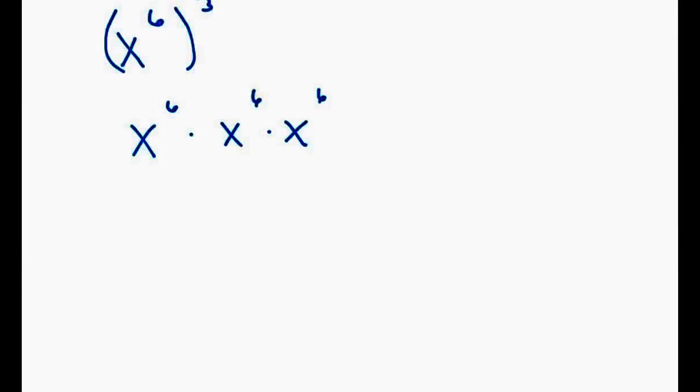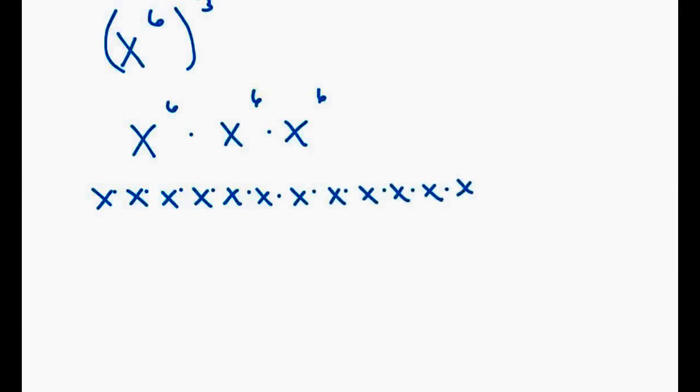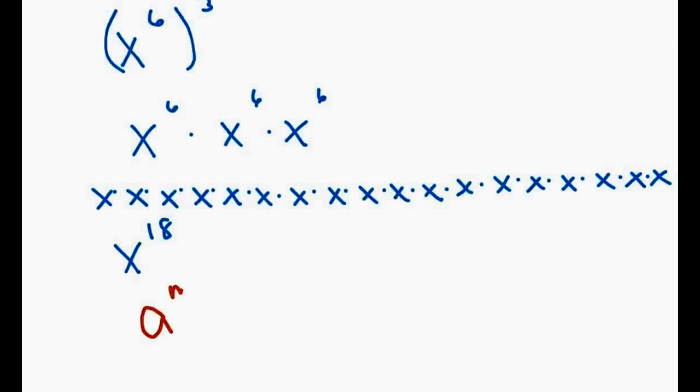And then each of those x to the 6th is writing out x 6 times. So 1, 2, 3, 4, 5, 6, and do it again, and then again. Well, how many x's did I just write out? It was 18. The easier way to get to it is the multiplication property on exponents. So when you have an exponential term being raised to another power, you can simplify it by multiplying the exponents.